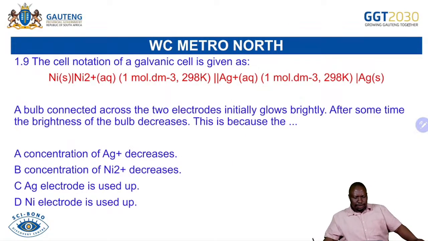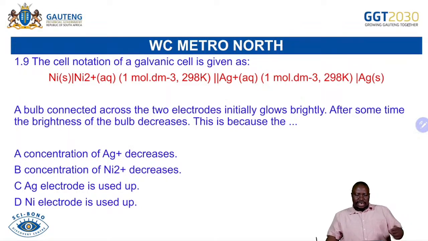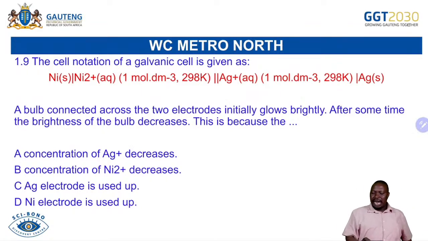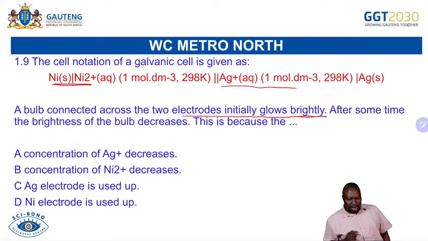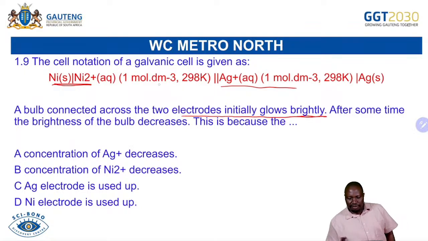So that is good. This one is from Western Cape Metronaut, the cell notation again. So cell notation, overall cell reaction. Please, this will definitely help you. They are saying a bulb connected across the two electrodes initially glows brightly. So we're having a nickel 2 plus and silver ion silver cell. So it's the nickel silver cell that we're having. They're saying initially the bulb is glowing very brightly.